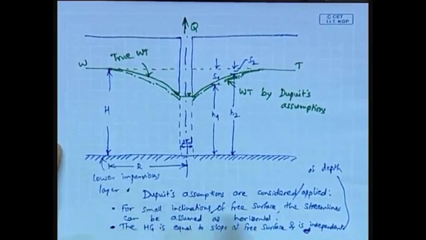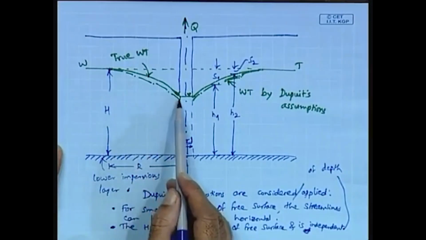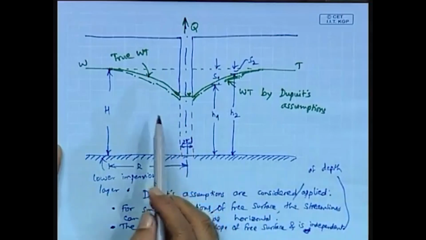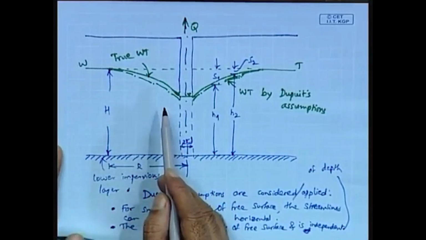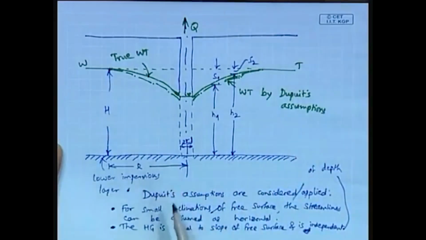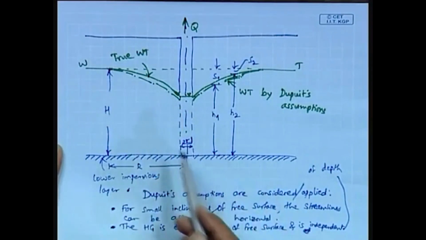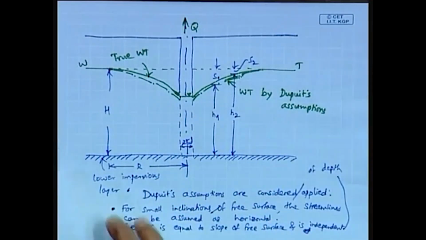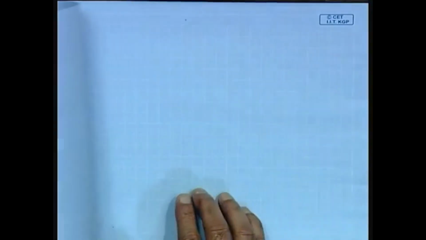So, here the first assumption, that is the streamlines are assumed to be horizontal. So, this is more or less true except close to the well, where the streamlines are significantly deviating from this one, but still with these assumptions the error in estimating the discharge is quite less. Therefore, if we consider the inclination of the streamlines near to the well, then we have to modify our expression for the discharge, and it will make the expression more complicated. So, therefore, we are making the two Dupit's assumptions.